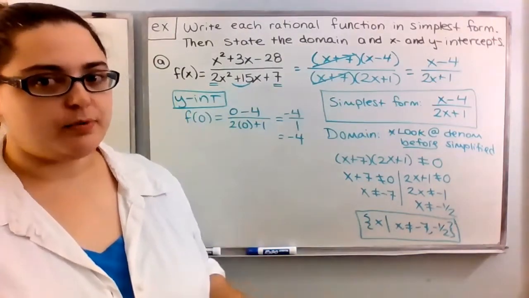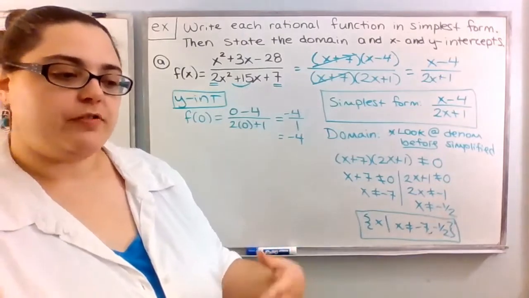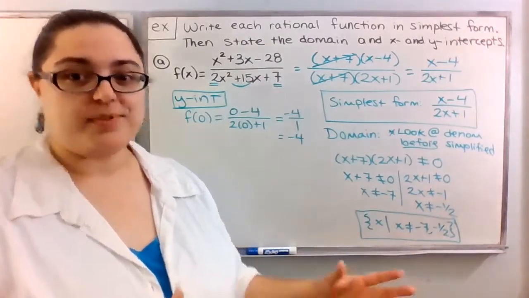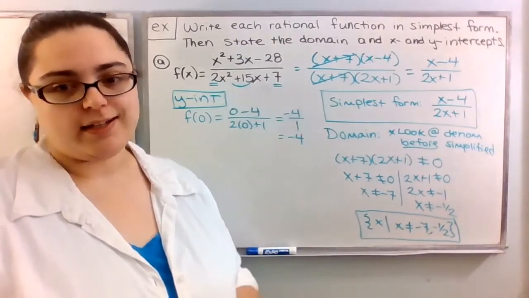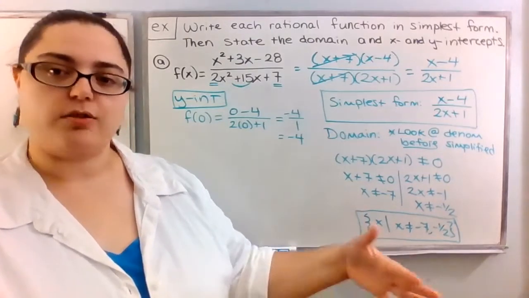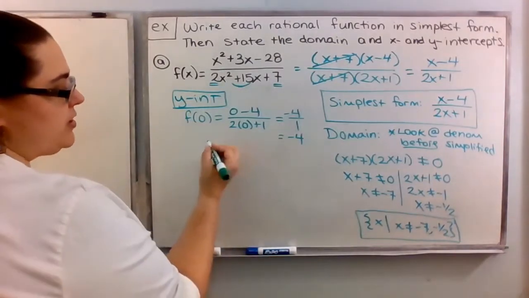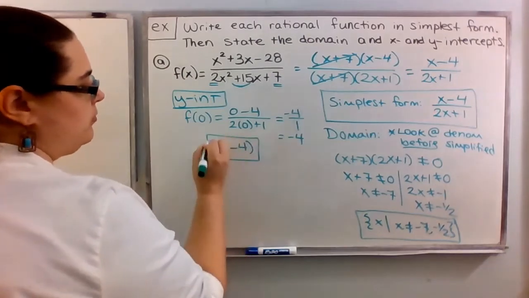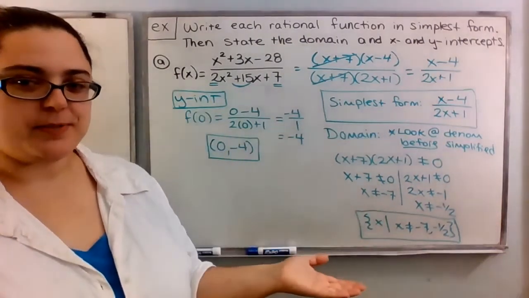Now, for my classes in particular, when we state intercepts, I like to distinguish an intercept from an equation, especially with rational functions, because we're going to have intercepts and asymptotes. So we'll be having points and equations. So when we state an intercept, let's make sure we state the coordinates of the intercept, not just the y or the x value. So for the y-intercept, I'm going to state the point (0, negative 4). Here we go. That's our y-intercept.